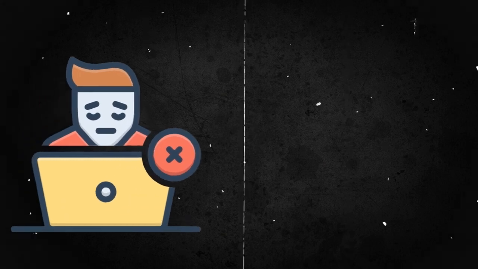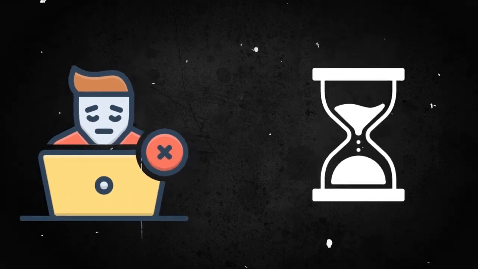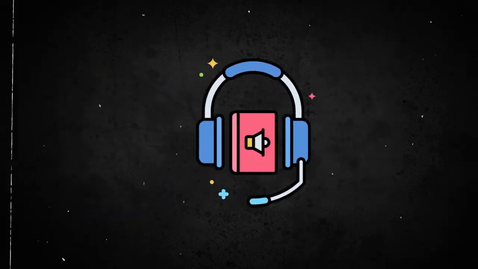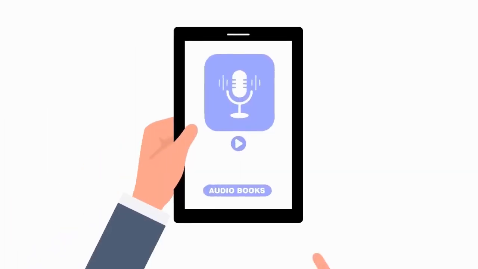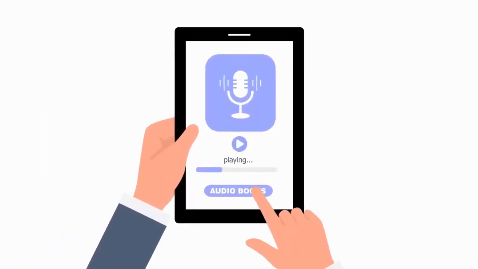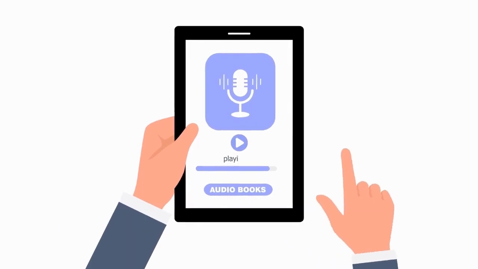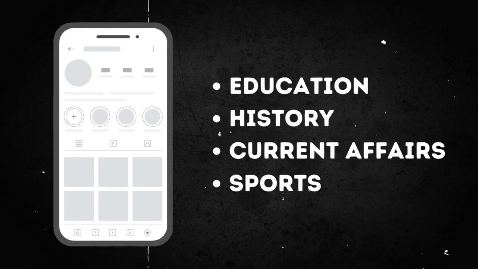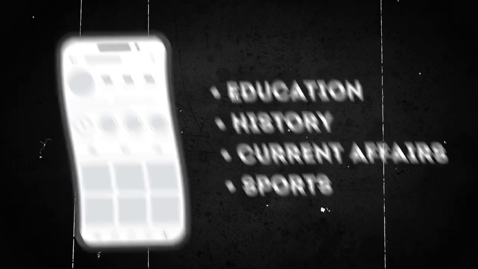If you aren't a reader and can't read, or just don't have the time to read, try listening to audiobooks and podcasts. There are podcasts about almost every topic out there. You just have to pick the one that suits you the best. Follow pages on Instagram that post stuff about education or history or current affairs or sports.